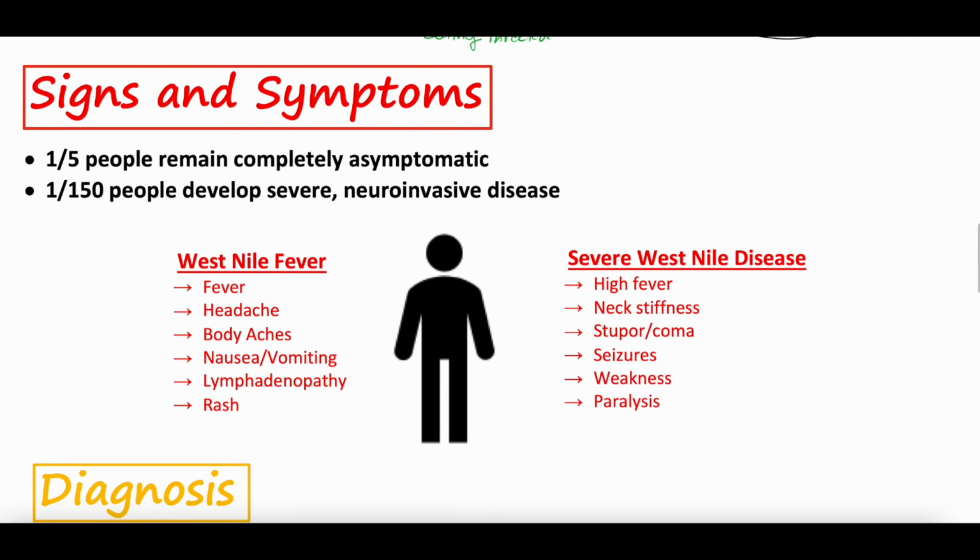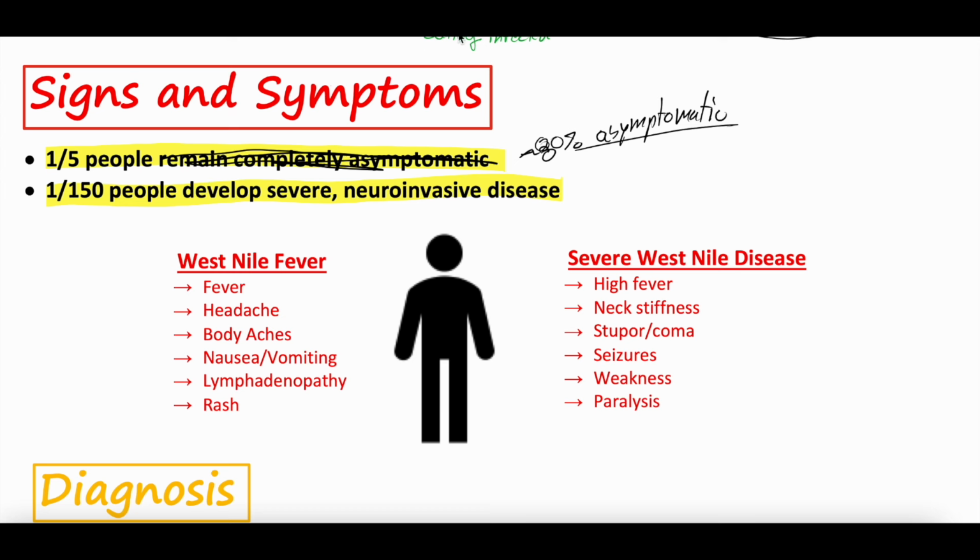Well, as we talked about above, only 1 in 5 people, we phrased this wrong. 1 in 5 people do not remain asymptomatic. So only 20% of those infected have symptoms. So 80% remain asymptomatic. Apologies for that typo. Hopefully it makes sense. We're just going to state it again to be clear. 1 in 5 people develop symptoms. 80% of people infected remain asymptomatic. Okay? And then 1 in 150 people develop the severe neuroinvasive disease.